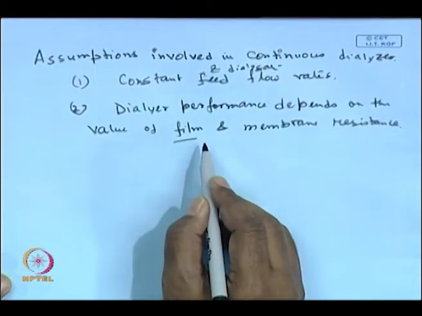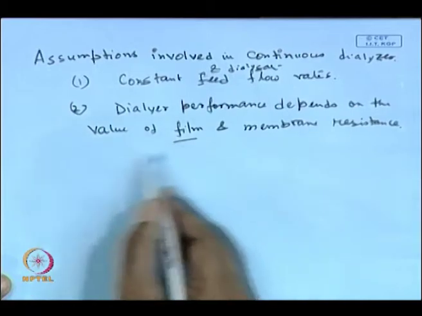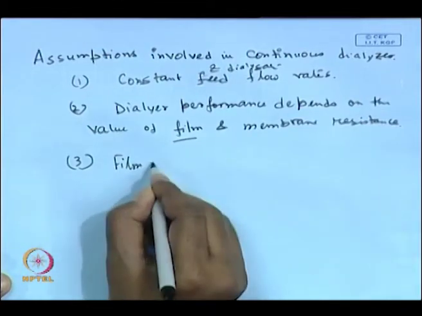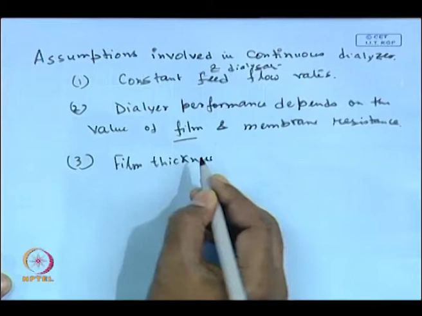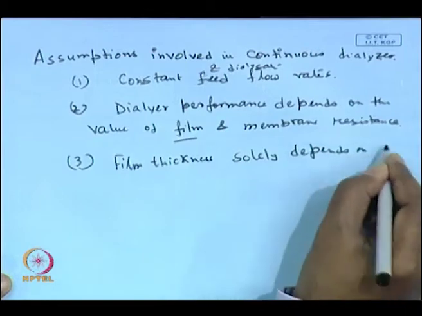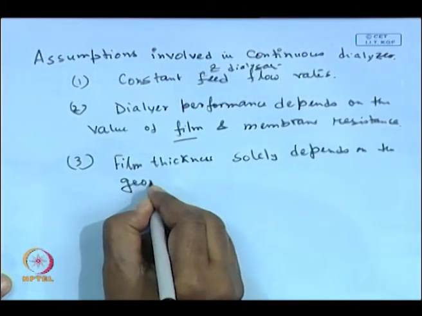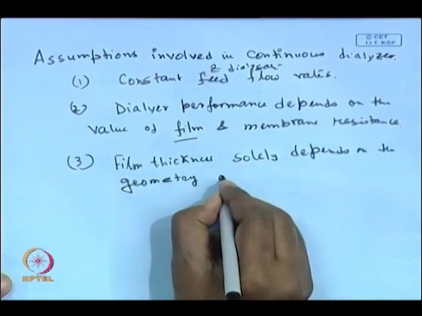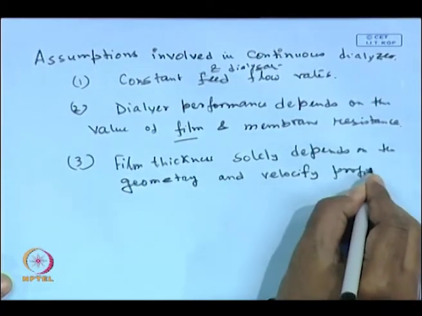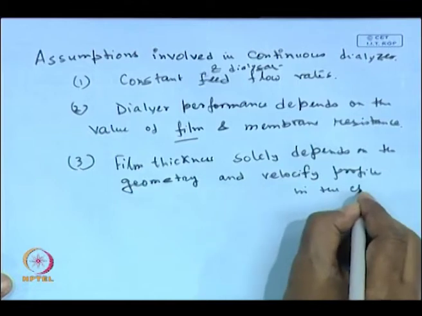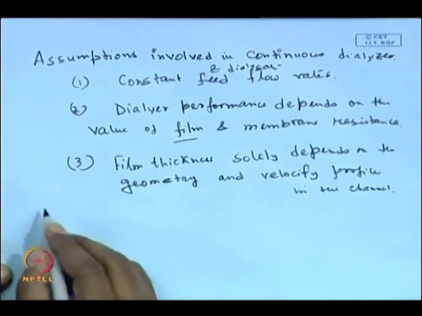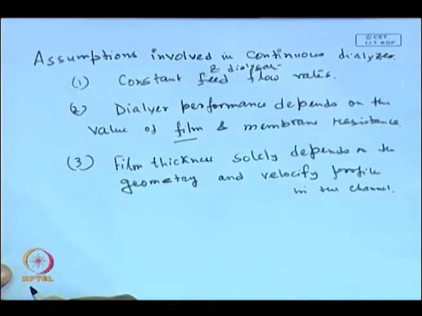So, basically film resistances on both the sides and membrane resistance will dictate the dialyzer performance, and film thickness solely depends on the geometry and velocity profiles in the channel. So, under these assumptions let us write down the design equations.